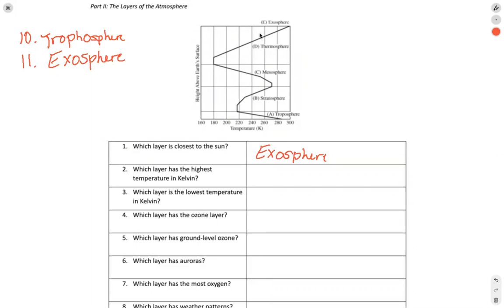All right, I'll leave the rest for you to do on your own. A lot of those you can find directly on the doodle notes. Let's go to the next section, the part 3.